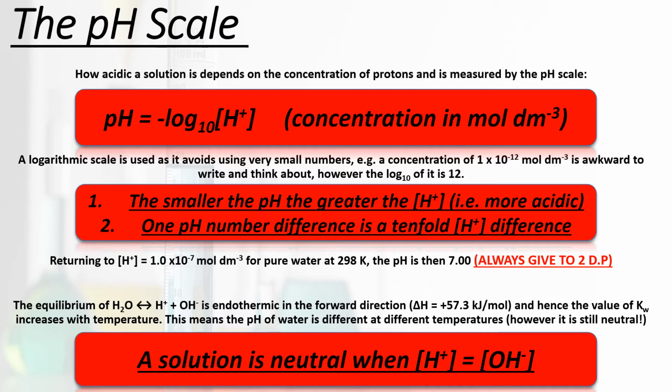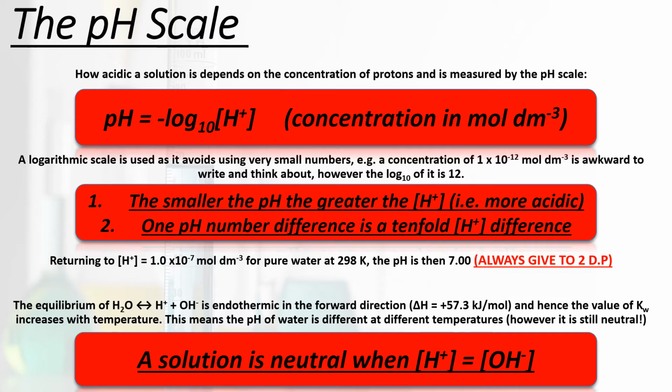So a pH of 1 versus a pH of 2 might only be a difference of 1 on the pH scale, but it's a difference of 10 in the hydrogen ion concentration. It's 1 times 10 to the minus 1 versus 1 times 10 to the minus 2 mole per decimeter cubed concentrations. And so if we return to our pure water at 298 Kelvin, we have our H plus concentration being 1 times 10 to the minus 7, and so the pH, using that equation, minus log to the base 10 of hydrogen ion concentration, the pH of pure water at 298 Kelvin is 7.